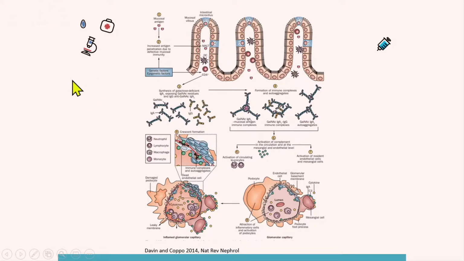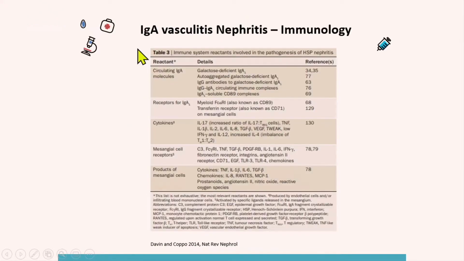So in the first place, there have to be genetic factors and epigenetic factors, and also increased antigen penetration due to defective mucosal immunity. This results in the synthesis of, as we mentioned, the galactose-deficient IgA1, and formation of the immune complex, and hence the activation of the complement system as well as the inflammatory systems. And you can see that when it comes to the kidney cells, there will be crescent formation and hence the glomerulonephritis. So there are many reactants or molecules being implicated in the pathogenesis of IgAVN.